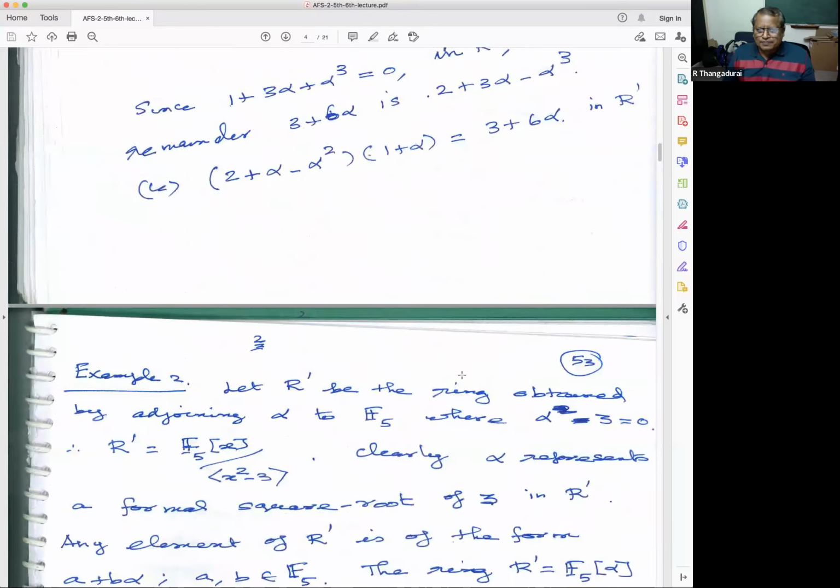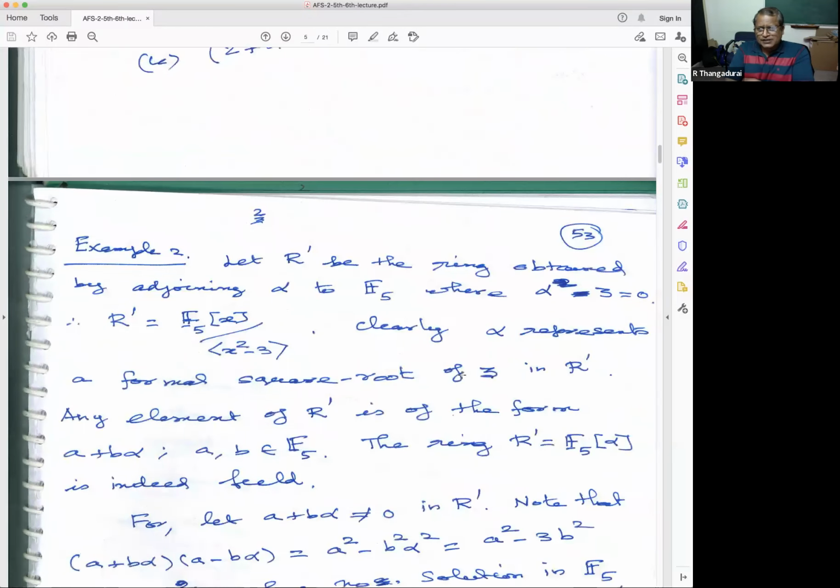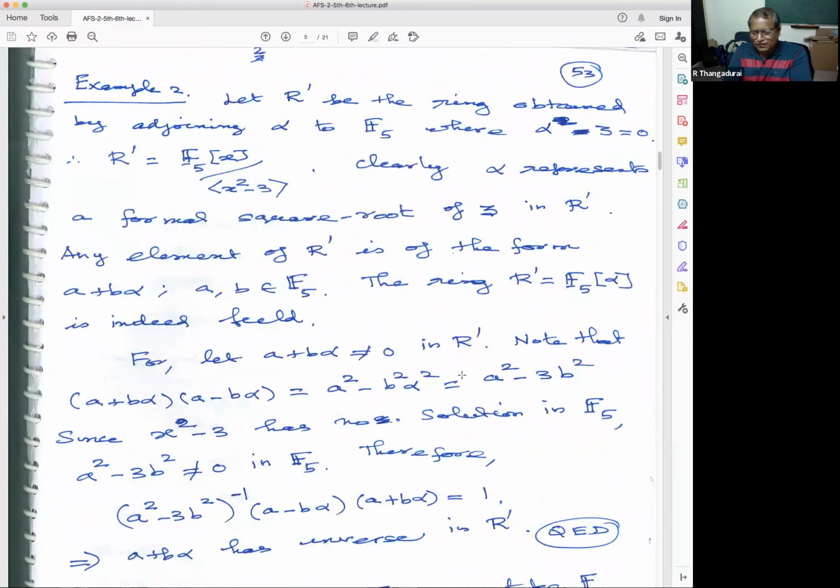So, another example. R prime is a ring obtained by adjoining alpha to F5, the finite field of 5 elements, where alpha satisfies alpha square minus 3 equal to 0. So this means that R prime is nothing but the polynomial ring F5 of x modulo the ideal generated by x square minus 3. Clearly alpha represents a formal square root of 3 in R prime.